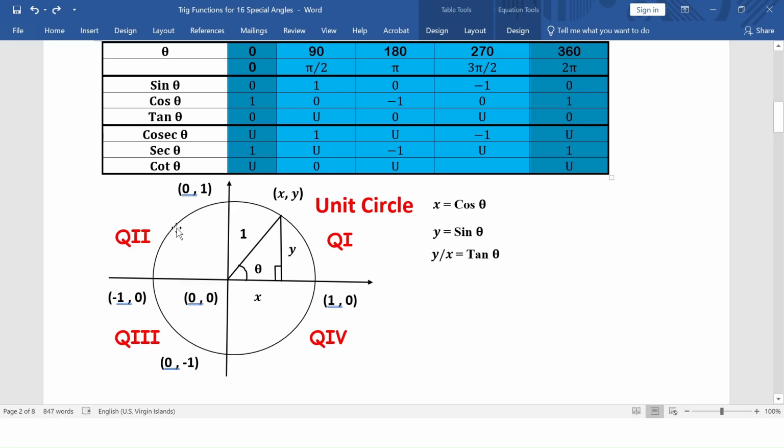Here it is the sine, and the sine will be positive because the sine is the y coordinate, the vertical, while this cosine is the horizontal, so the cosine here will be negative. That's why the tangent also will be negative. Only the one which is a derivative of the positive one will remain positive, but the rest will become negative. Here both are negative, which means the tangent will be positive in this quadrant 3.